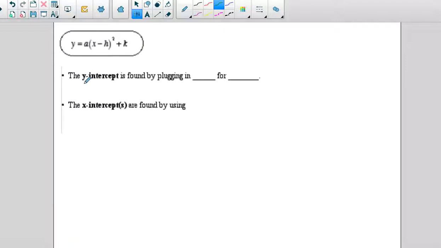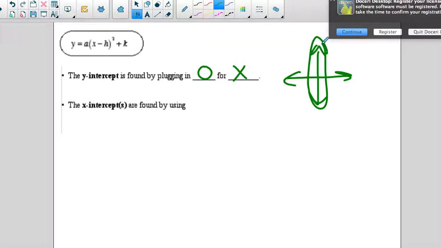It is still found the same way. Whether it's vertex form or standard form, the y-intercept is found by plugging in 0 for x. Because if you have a picture of a graph, anything that's on this line is a y-intercept and it has an x value of 0, right? So that's how you find it. You have to find it by plugging in 0 for x. It's not given to you in the equation like it is in standard form. It's probably the only characteristic that's harder to find in vertex form than in standard form.